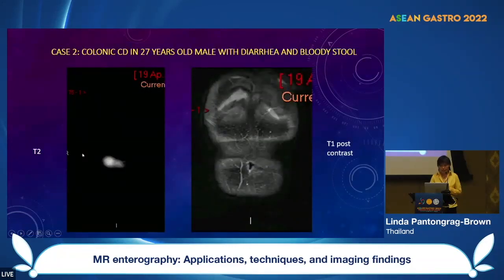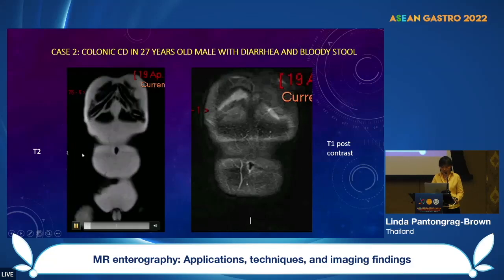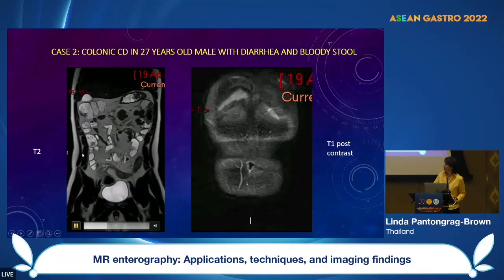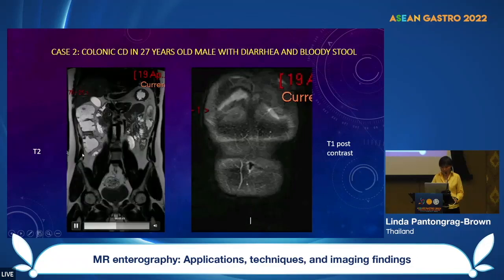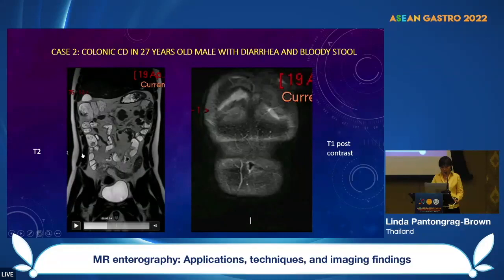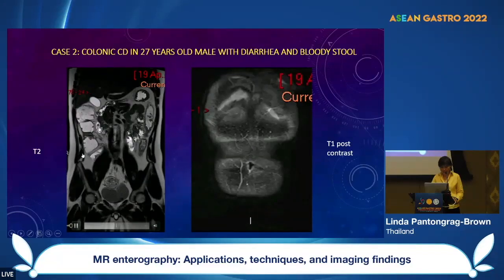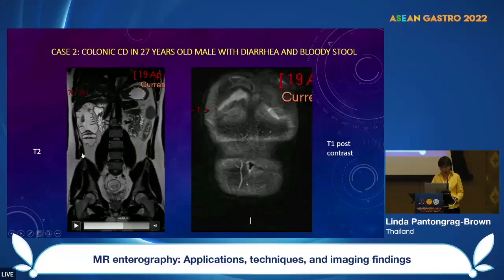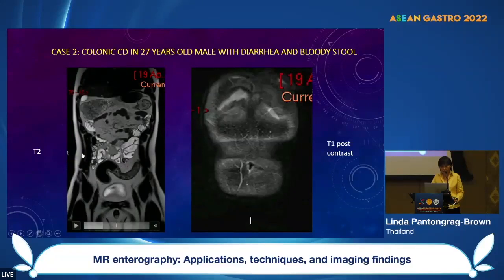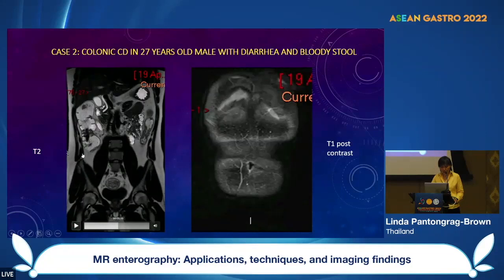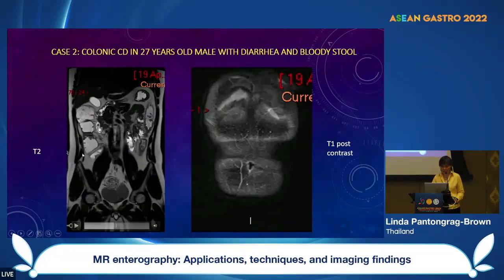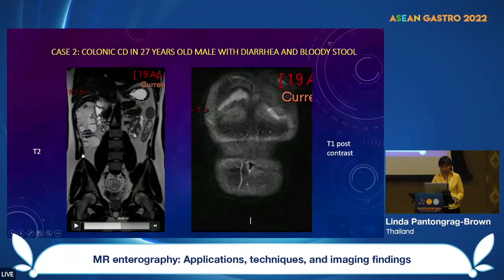Let's go on to case number 2. This is again another young gentleman, 27 years old. He has known Crohn's disease of the colon, now presented with diarrhea and bloody stool. I show you here T2. It's a little bit dark there, but I want to show, like here, see that? The thickening of the sigmoid colon, all the way up to the descending colon. So it involves the colon in this case.